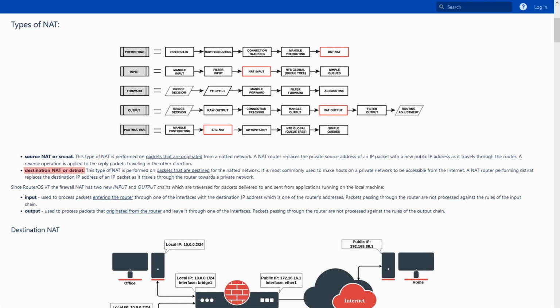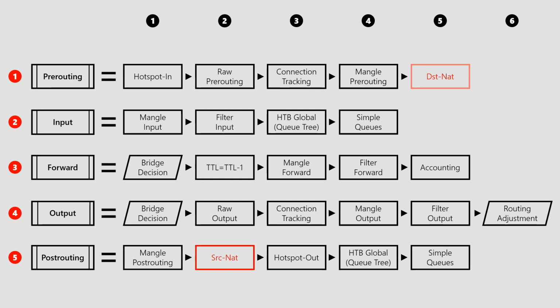Next, there is destination NAT that is performed on incoming packets toward the NATed network and helps IP hosts on a private network become available to the public internet by replacing the destination IP address of a packet on its way toward a private network. Destination NAT is the final step of the pre-routing stage.